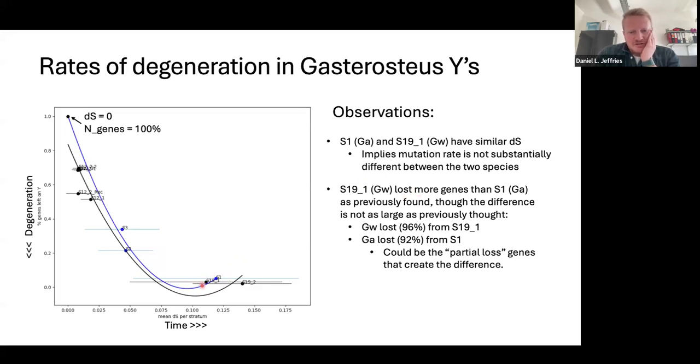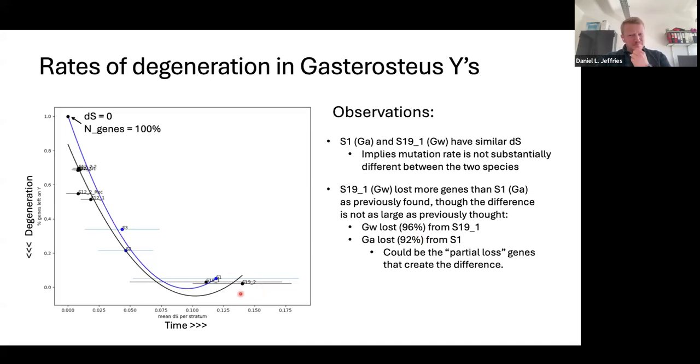It's quite reassuring to see that stratum 1 is very similar in its DS estimation between the two species. But again, we do see a difference in the number of genes. There's a slightly higher loss of genes in stratum 1 in the black spotted. Our estimates are slightly different from those of the previous studies, the Pickel study and Sardell study, but they still show a difference of a few percent in the number of genes that have been lost from there.